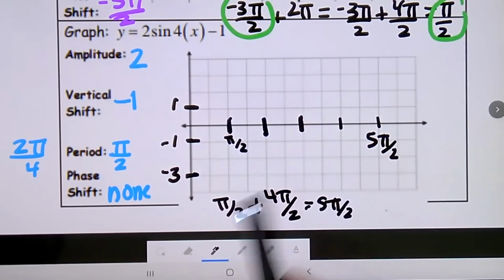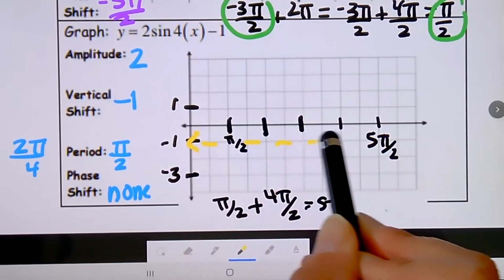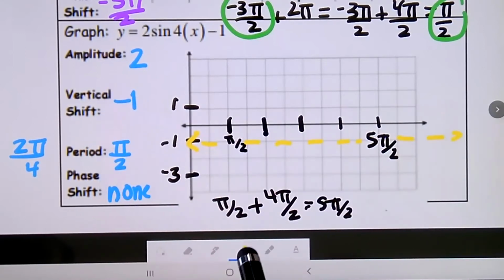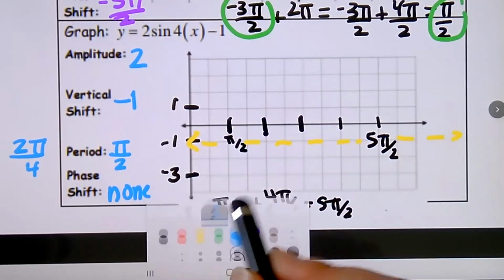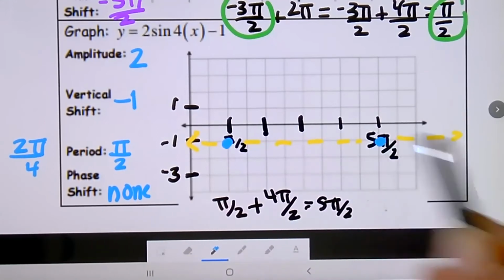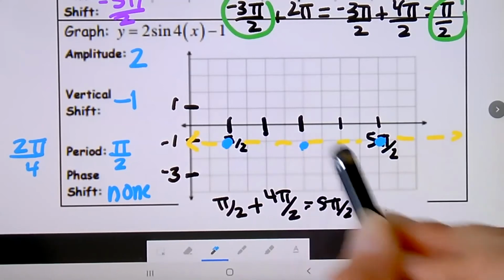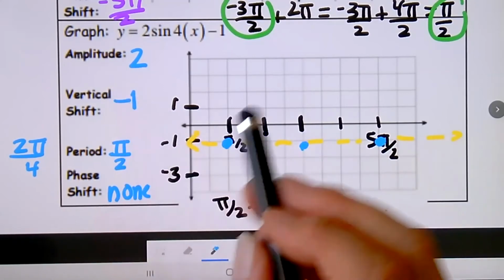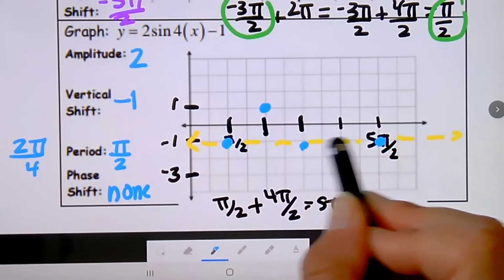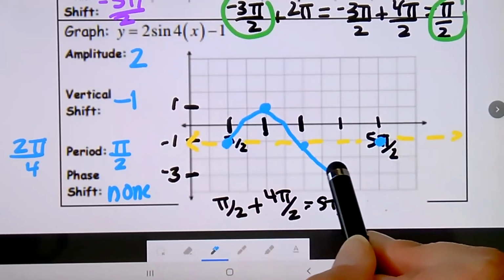Let me draw in my vertical shift. I put in a number, but I didn't draw it in. Then I'm going to start at pi halves, so this is my 0. I'm going to be ending at 5 pi halves, so this is my 0. I'm going to be going halfway in between. From here, my amplitude is 2. So halfway in between, I'm going to go up 1, 2. And halfway in between these, I'm going to go down 1, 2. And there's my graph.